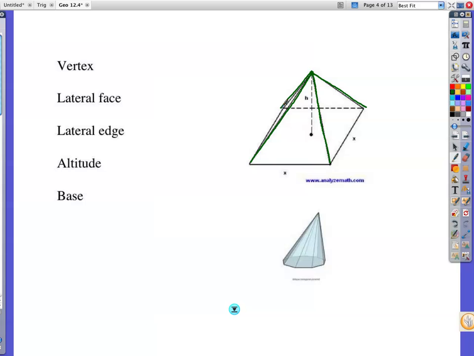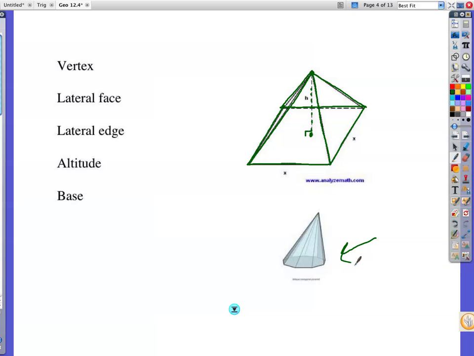Altitude is how tall, and it has to go from the top and come down to the middle of the base. It forms a right angle with the middle of the base, by the way. That's how tall, in other words, how tall does the garage have to be to park your pyramid? And then, of course, the base is the shape, and that's how you name this. This would be a square pyramid because the base is a square.